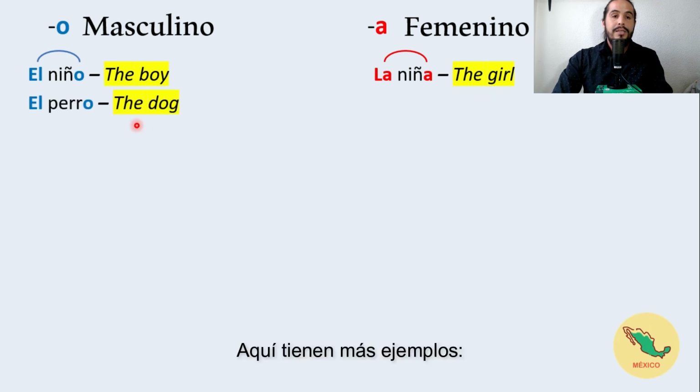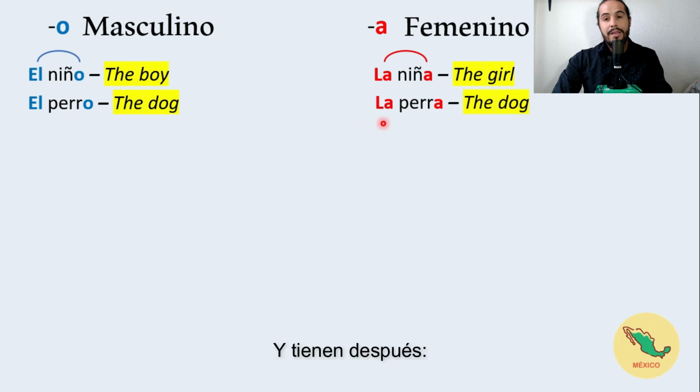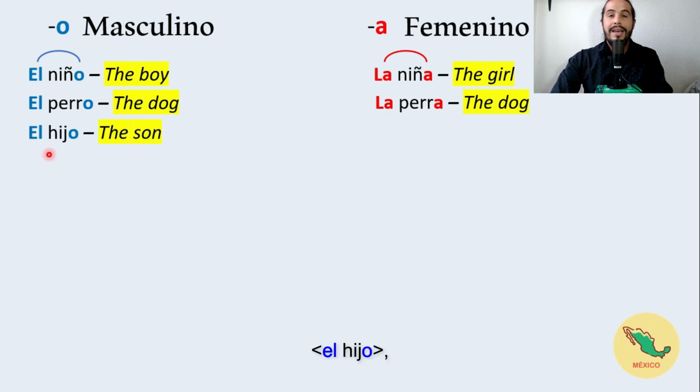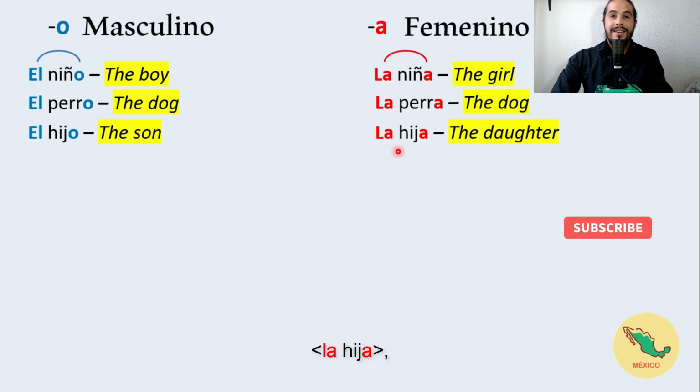Here you have more examples. You have el perro, which means the male dog. And then you get la perra, which is the female dog. El hijo means the son. And then you get la hija, the daughter.